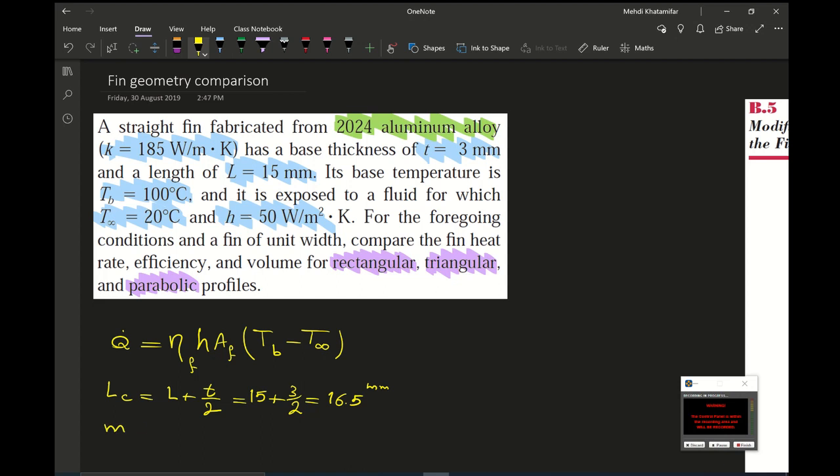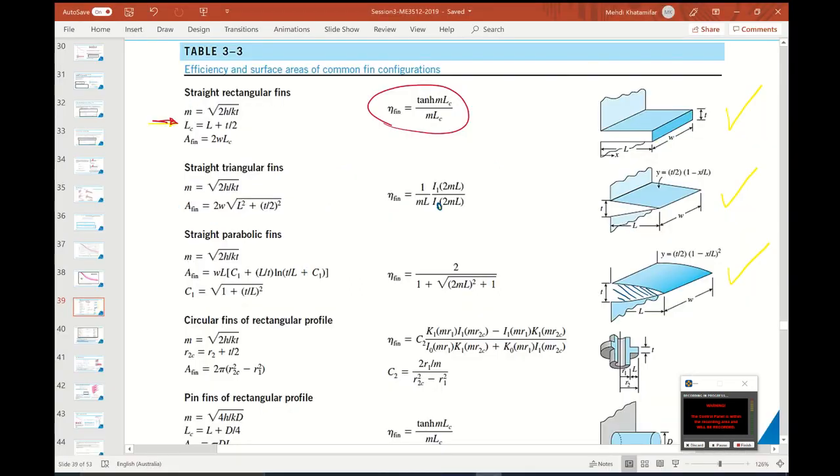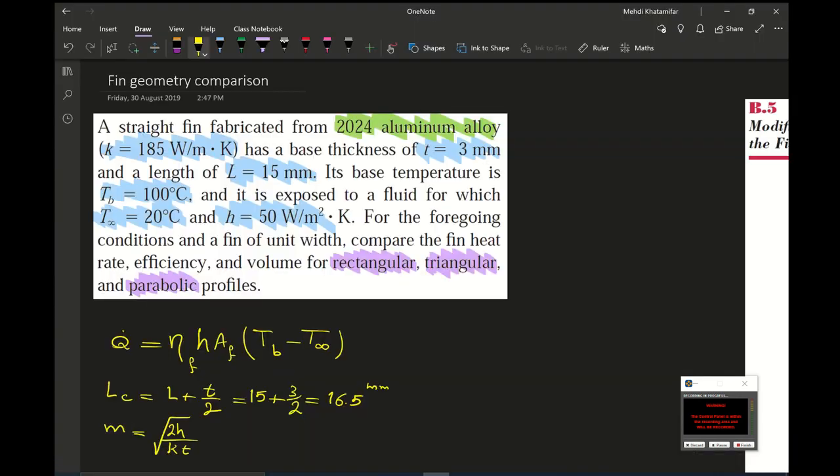Let's calculate m. m is going to be the square root of 2h divided by kt. Why? Because it's given here. So it is going to be 2 times 50, h is given in this question, k is 185, and thickness was 3 millimeter, 0.003. So m is going to be 13.4 meter power negative 1.